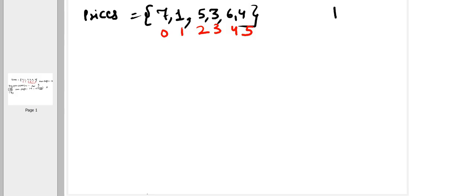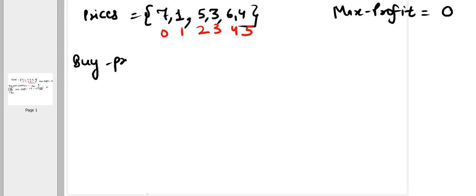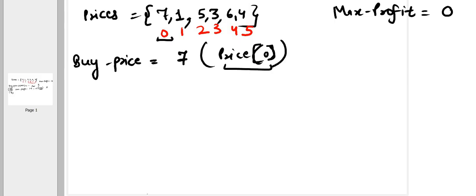So what do we need to find? We need to find our maximum profit, right? So firstly, we are going to initialize our maximum profit as 0 because we don't know what the maximum profit is. And let's say we are going to buy at the first price itself. So what is your buy price? That is 7, correct? Or we can say the price at the 0th index.